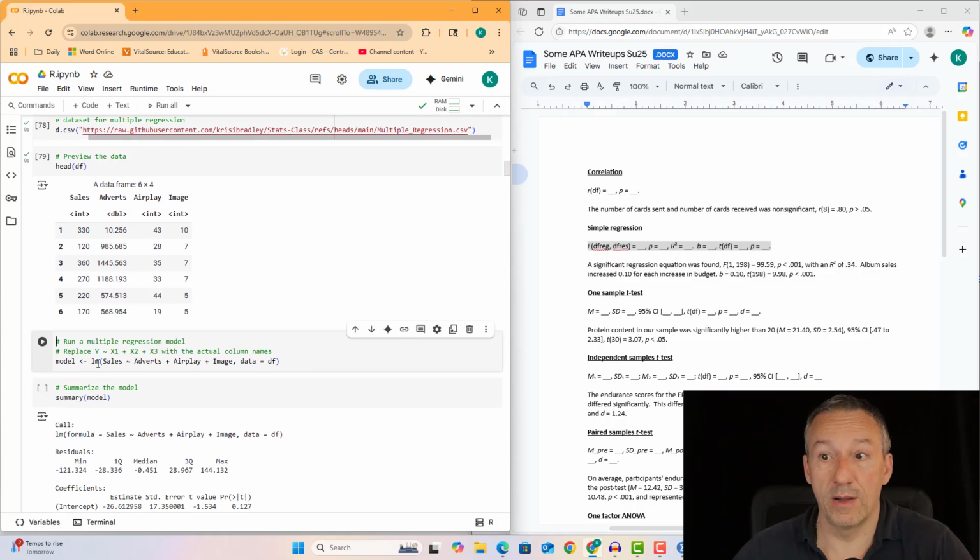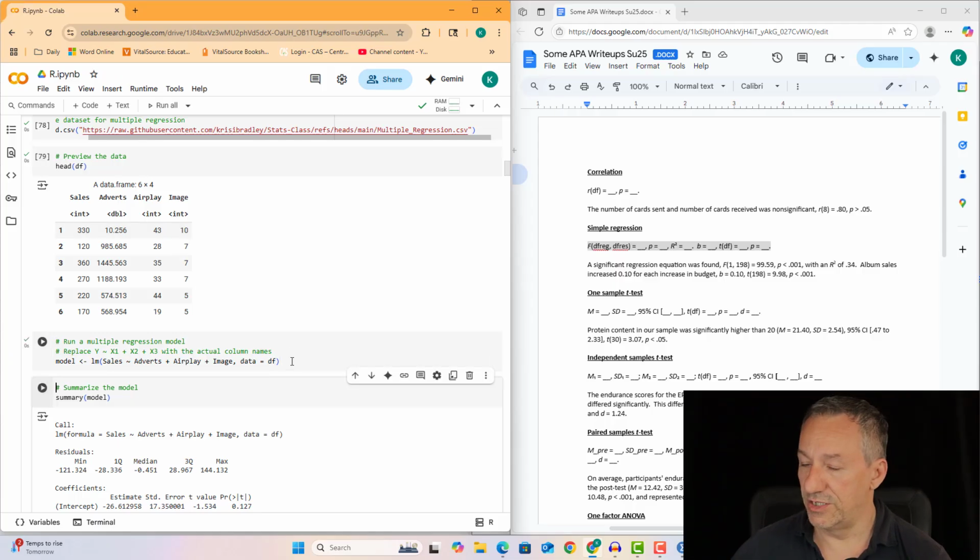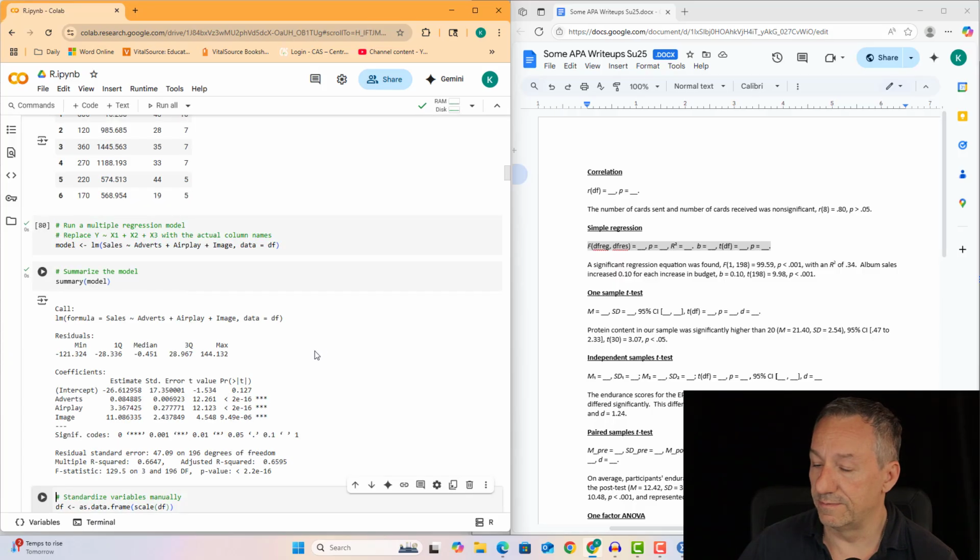And so same thing, model, linear model. And what we are doing is we are predicting sales by adverts, airplay, and image. The data again from DF. If you have different variables, you can replace the Y with whatever yours is. Ours is sales, and then X1, X2, X3. You can put as many as you want, and it's just whatever that actual column name is. Shift Enter. Again, it doesn't actually do any output, and so you want to do a summary of the model. So Shift Enter on that.